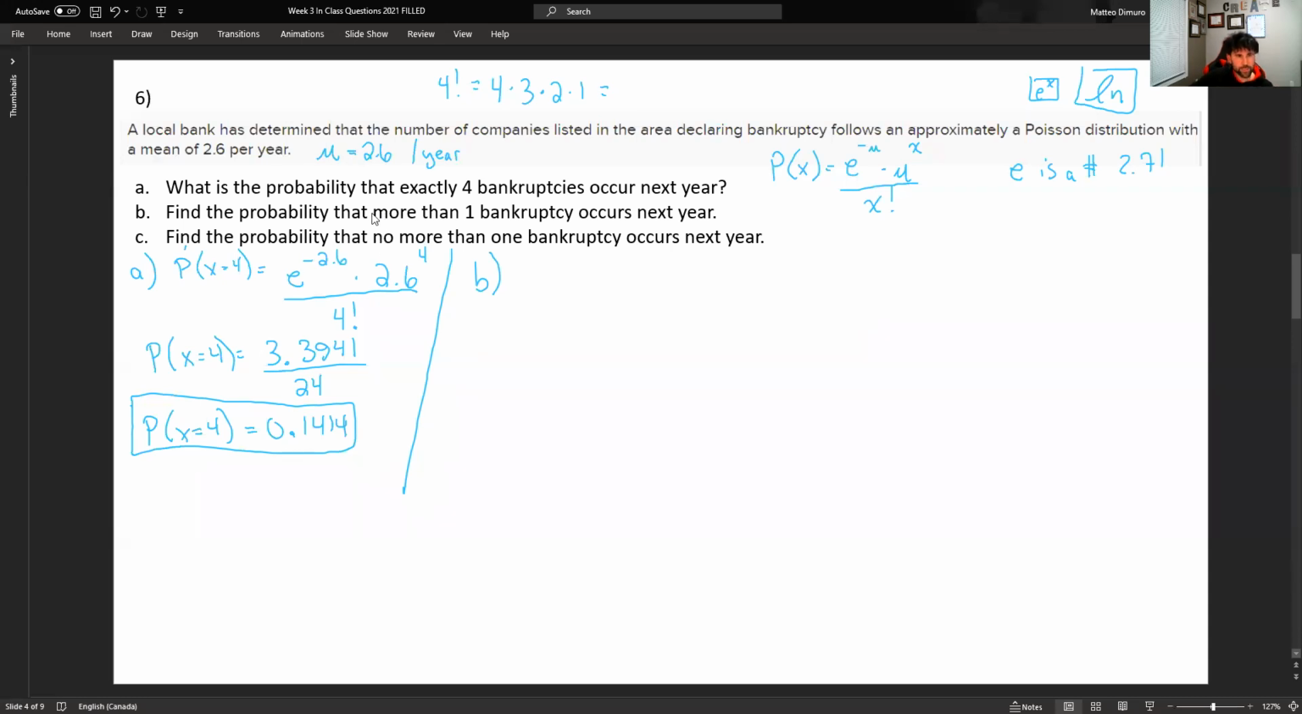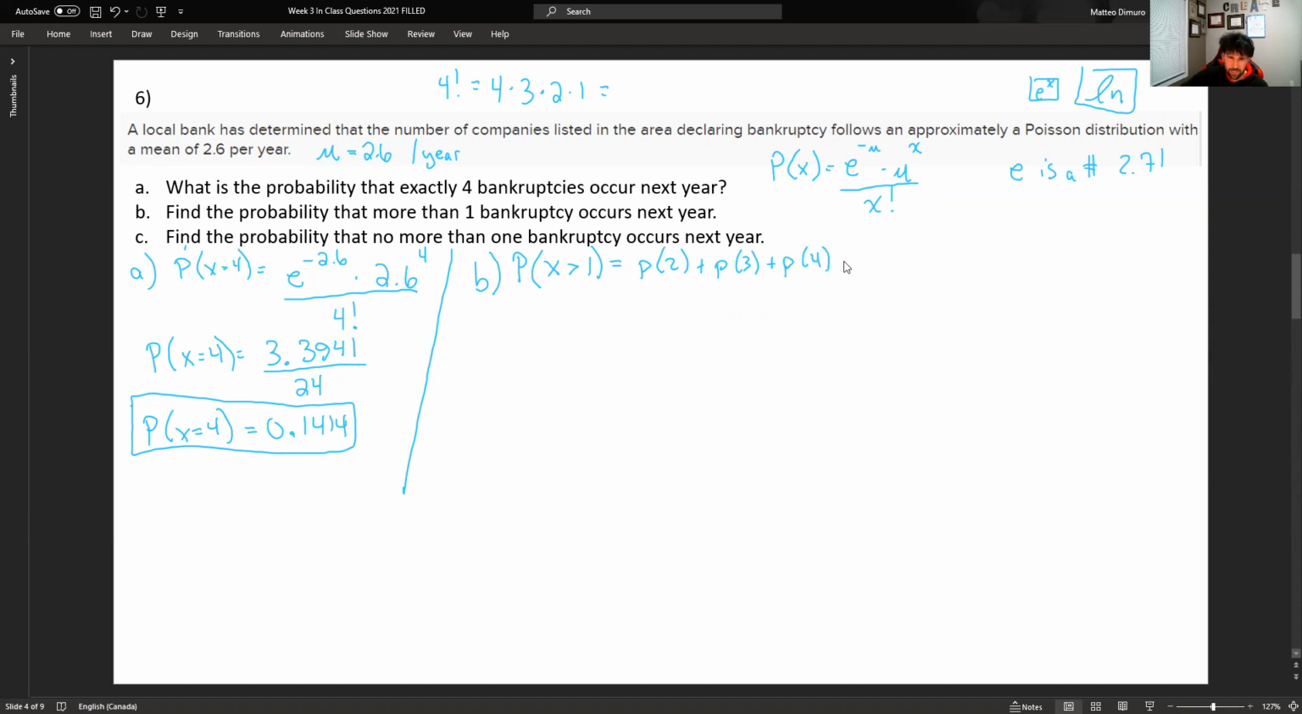So to do this one, you guys will know from the notes that I talked about the complement rule, where you go 1 minus some probabilities to figure out other probabilities. So in this case, if we're looking for the probability that more than 1 bankruptcy occurs next year, so X is greater than 1. If you start writing out what that means, well, that means that you'd have to do probability of 2 bankruptcies plus probability of 3 plus probability of 4.